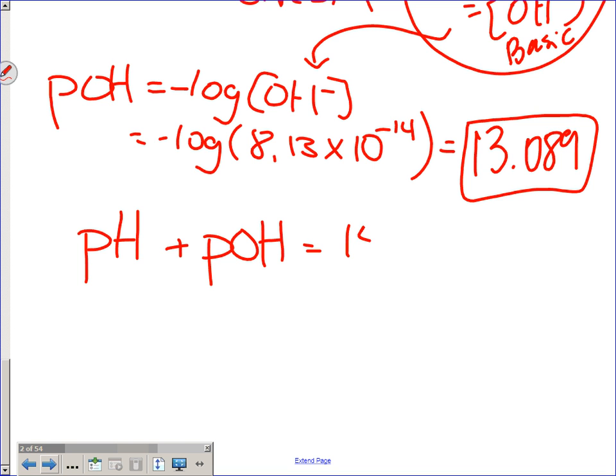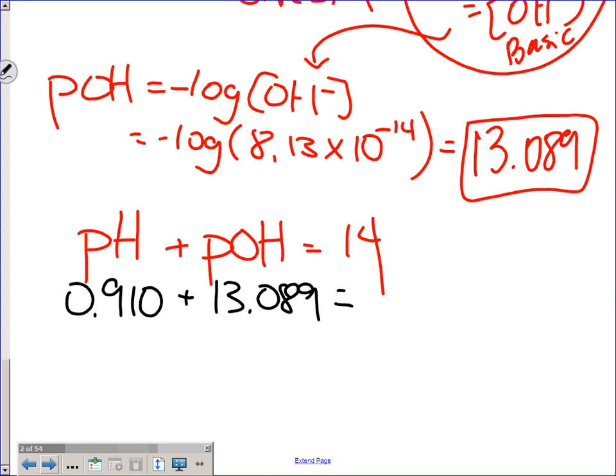Equals 14. Let's plug our numbers in to make sure that works out. What was our pH? You should have written this down. 0.910. What was our pOH? Right here, right? 13.089. I hope that equals 14. Pretty dang close at least, right? Approximates 14. You guys can do that kind of in your head. That should make sense.